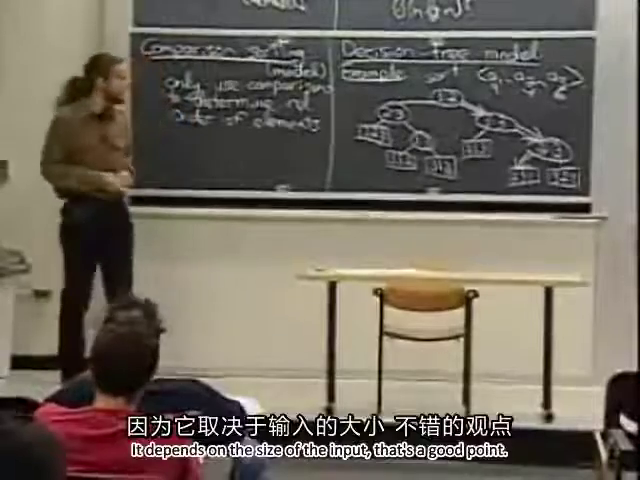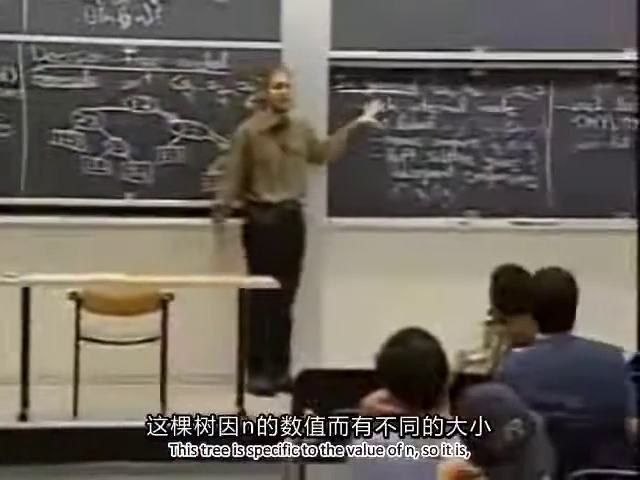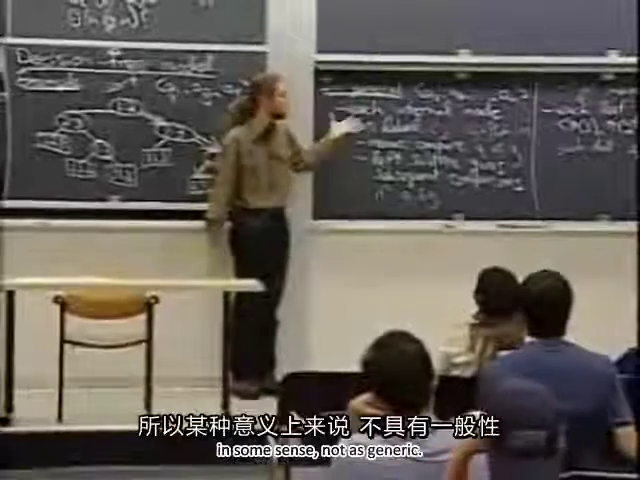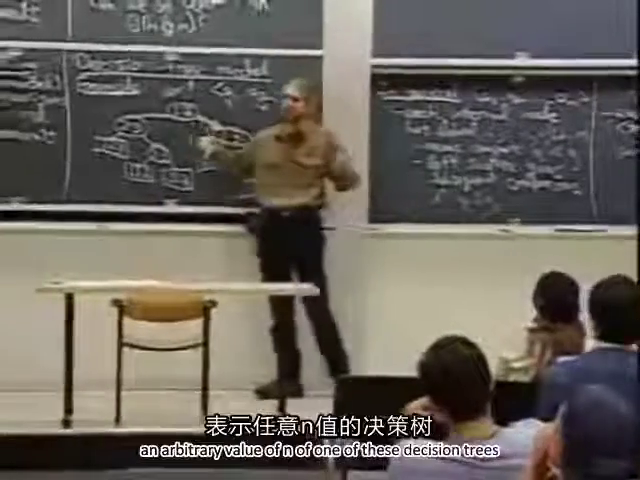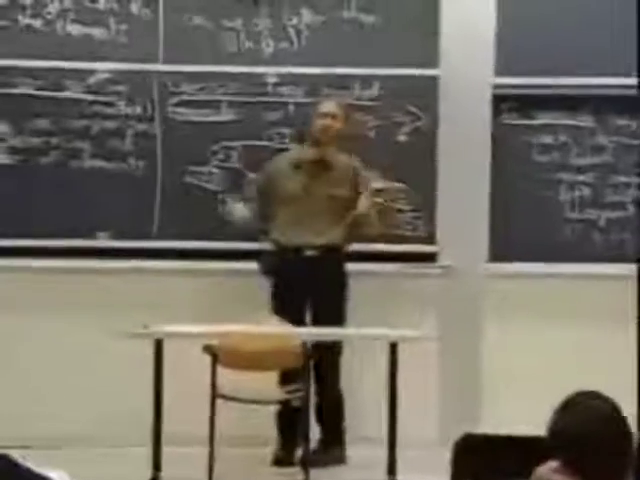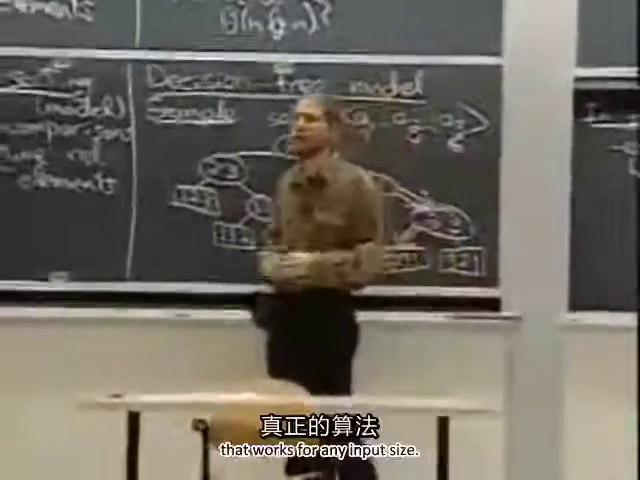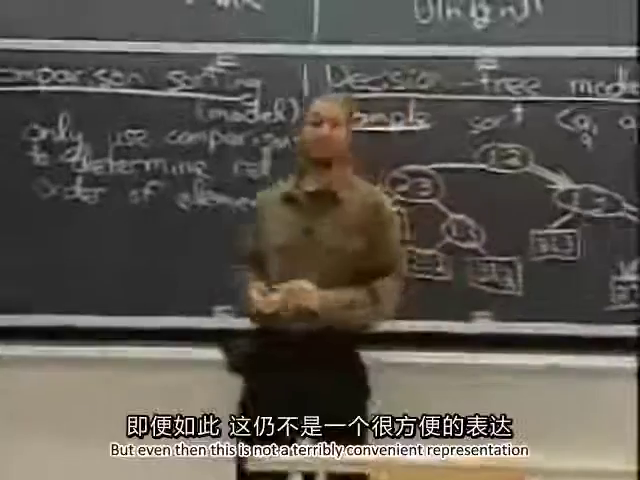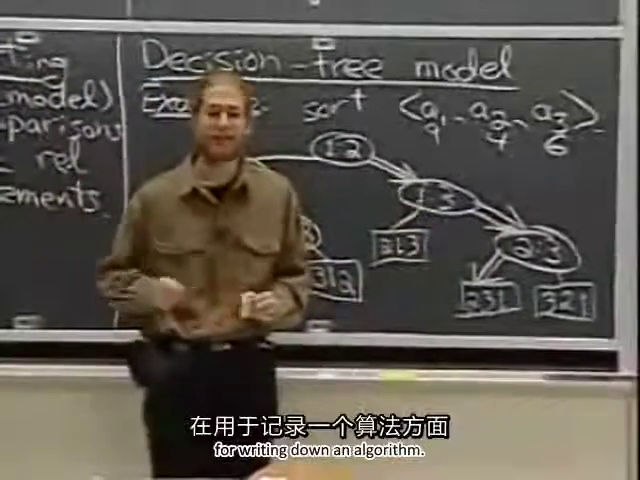It depends on the size of the input. That's a good point. So this tree is specific to the value of n. So it's in some sense not as generic. Now, we could try to write down a construction for an arbitrary value of n of one of these decision trees, and that would give us sort of a real algorithm that works for any input size. But even then, this is not a terribly convenient representation for writing down an algorithm.